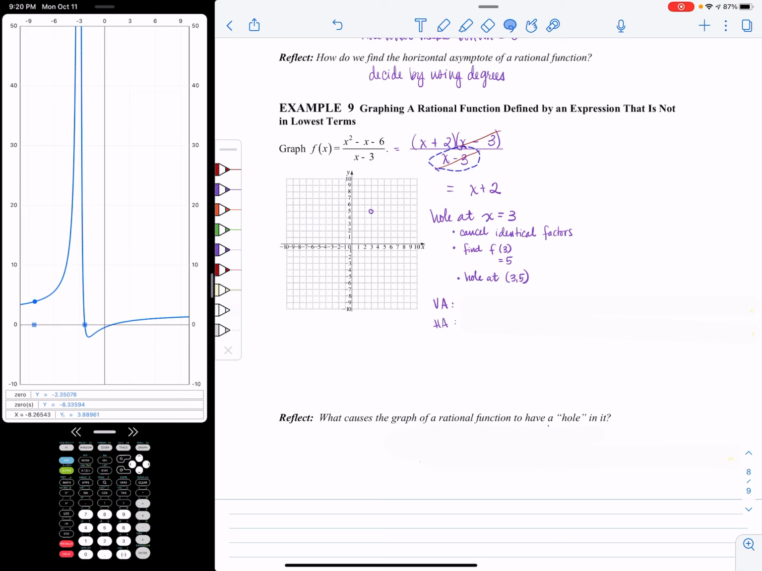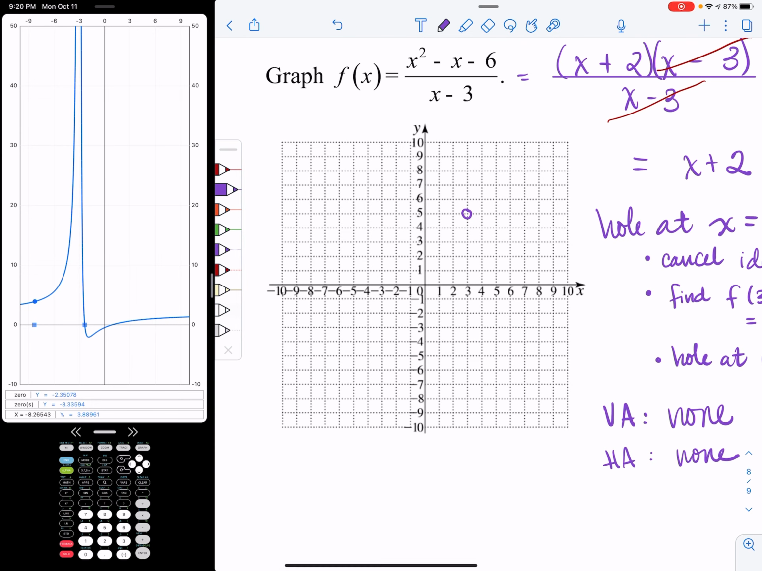So in this case, because my reduced version has nothing on the bottom, I have no vertical asymptotes. And if you look at the degrees in the original function, the degree on top is higher, so there are not going to be any horizontal asymptotes. And so basically what I need to draw now is f of x equals x plus 2. And I don't even need a calculator to do this. This is a line. It's the identity line just shifted up 2 units. So all I'm going to do then is just draw the rest of my line.